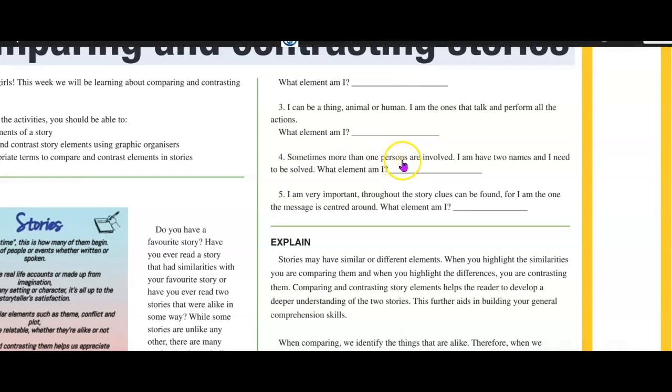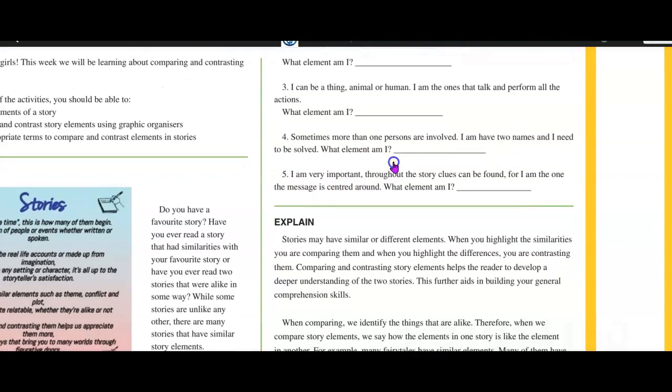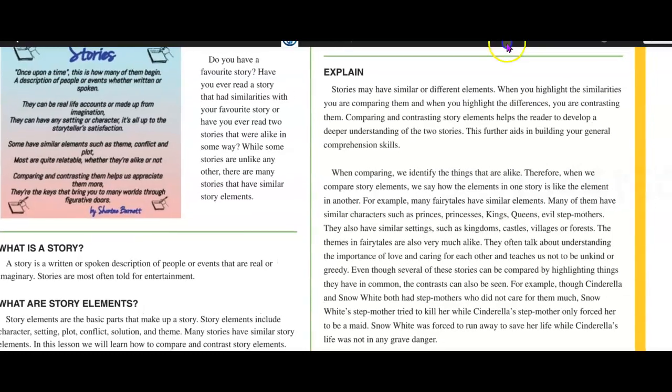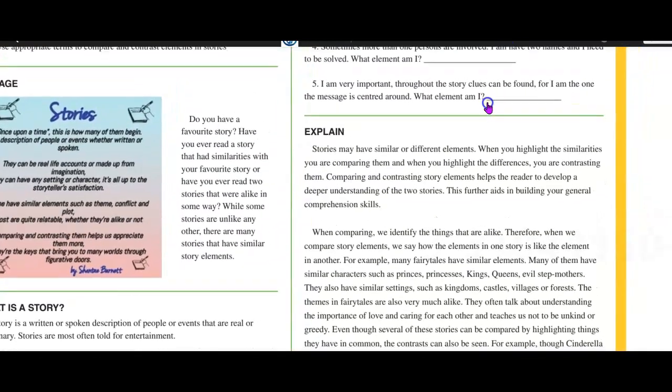Number 4. Sometimes more than one person is involved. I have two names and I need to be solved. What am I? The problem. Number 5. I am very important. Throughout the story, clues can be found. For I am the one the message is centered around. What element am I? Possibly could be the theme, but we'll learn more.